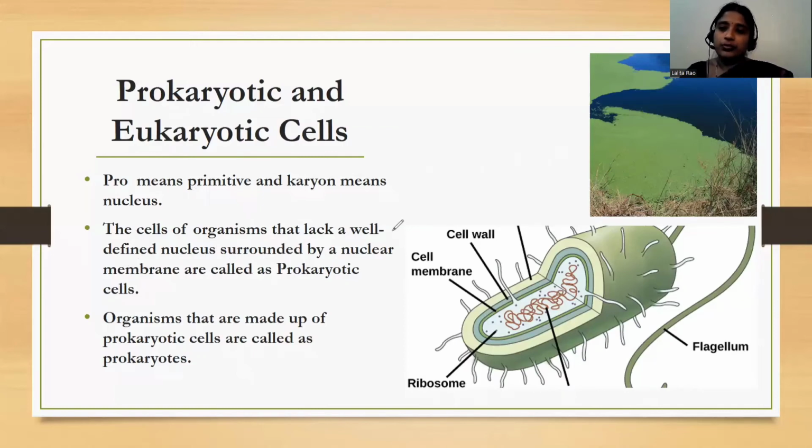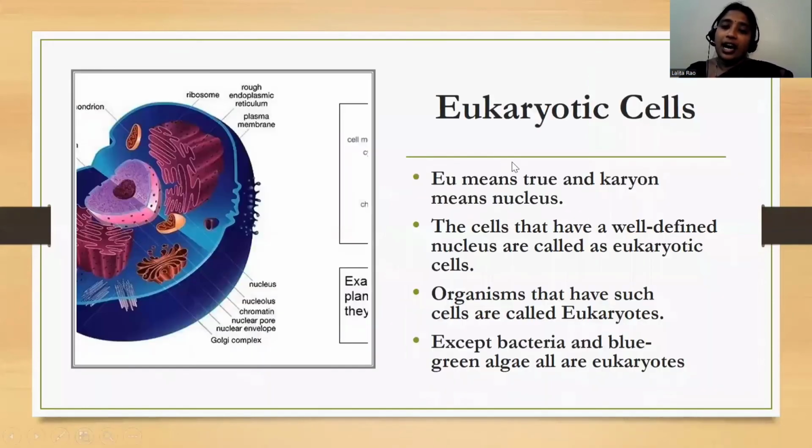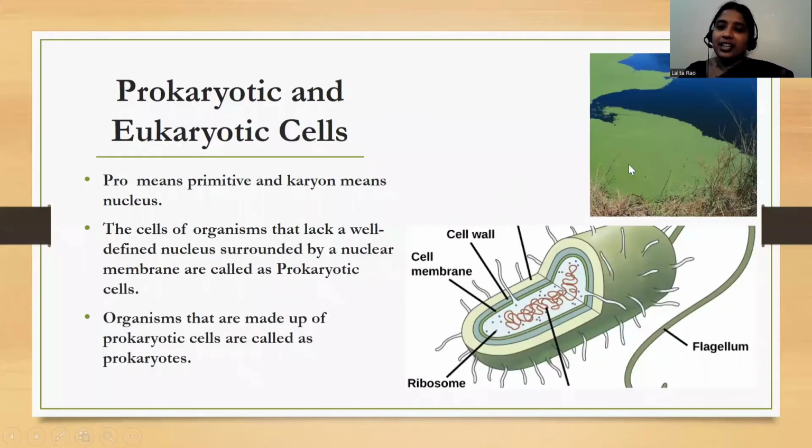Now, examples of these prokaryotes, as we have seen here, are blue-green algae and bacteria. These are the examples of prokaryotic cells.